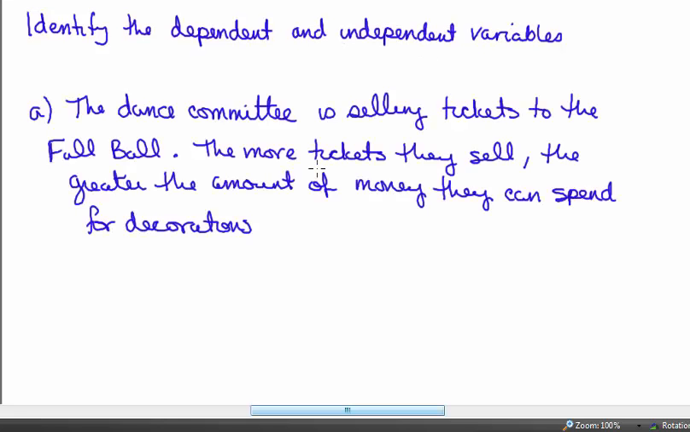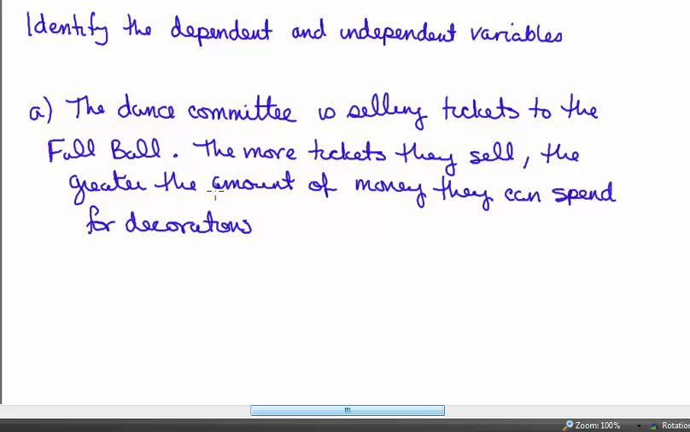Okay, the dance committee is selling tickets to the fall ball. If you can't read my handwriting, look in the book. The more tickets that they sell, the greater the amount of money they can spend for decorations. And we want to identify the independent and dependent variables. So let's ask ourselves, what number depends on the other number?